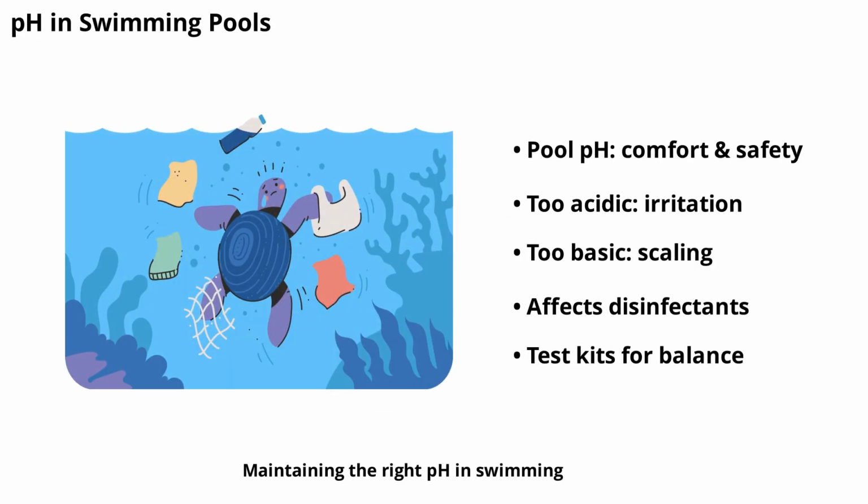Maintaining the right pH in swimming pools is essential for comfort and safety. If the water is too acidic, it can irritate skin and eyes and corrode pool equipment. If it's too basic, it can cause scaling and reduce the effectiveness of disinfectants. Pool owners use pH test kits to keep the water balanced.